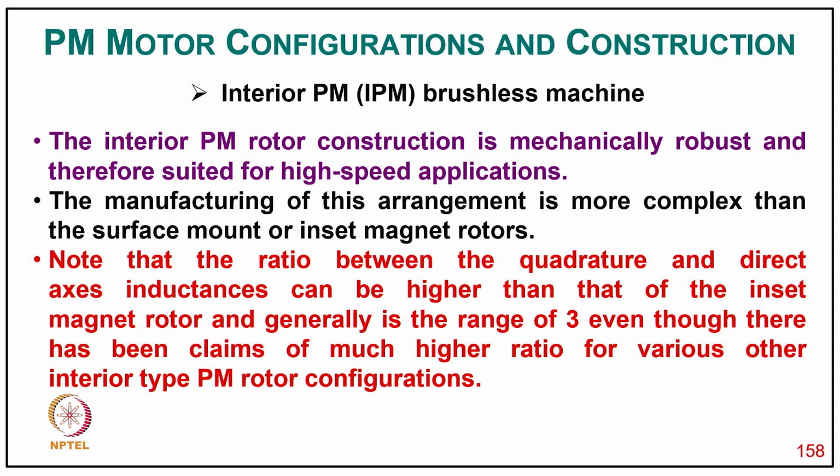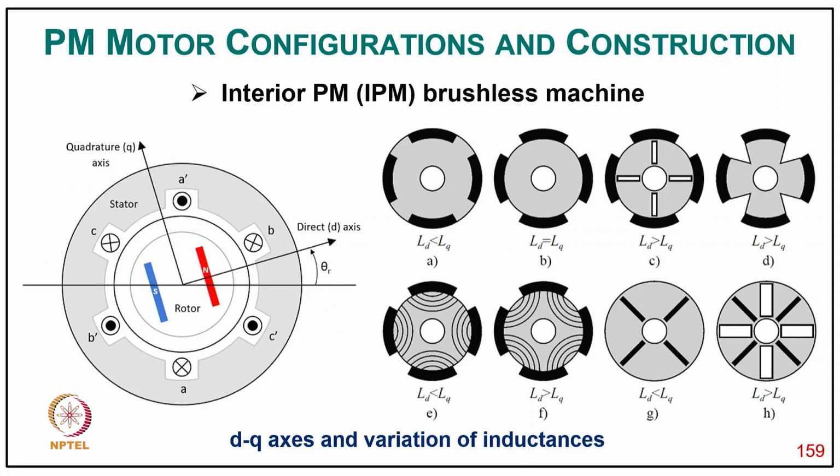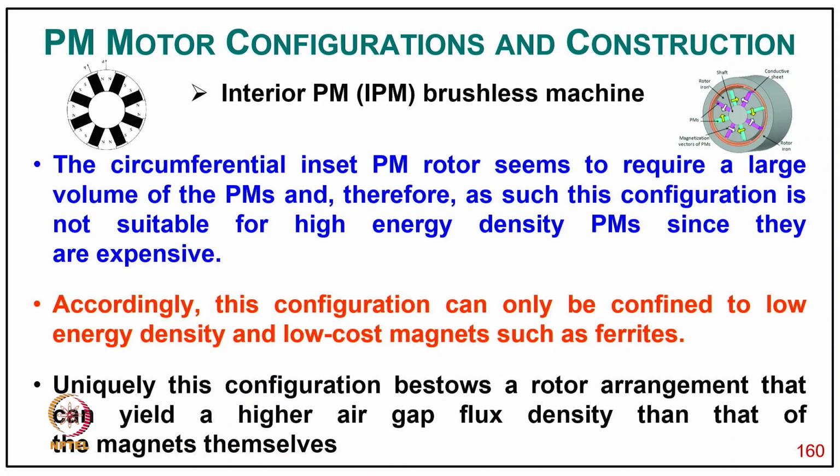And note that the ratio between the quadrature and direct axis inductance can be higher than the insert magnet, generally in the range of 3, or there have even been claims of much higher ratios, up to the order of 10, in interior permanent magnet construction. And typically in the interior permanent magnet brushless machine, the inductances on the d and q axes, as in the surface mounted one, are maybe equal, but in this case typically Ld is less than Lq. That is the inverse construction, as we call it.